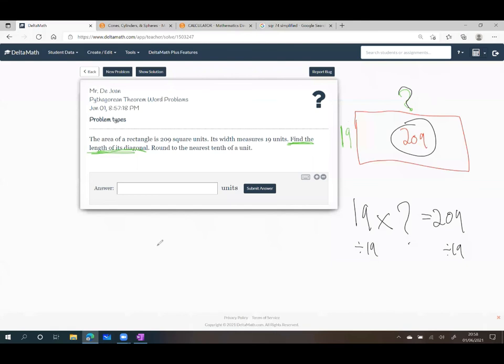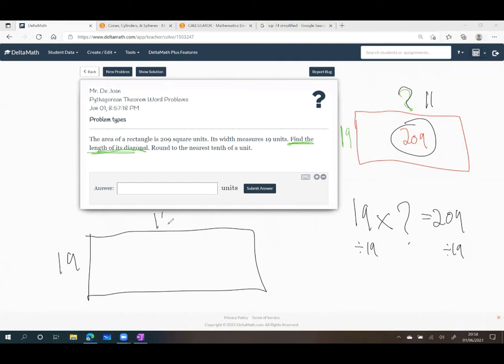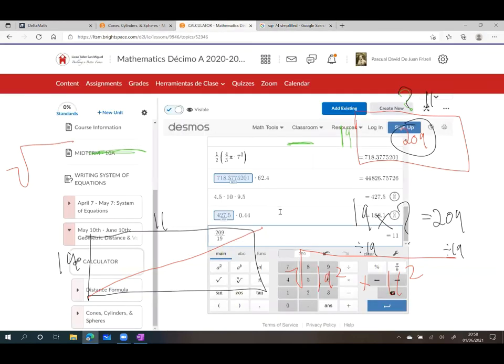Now that we have that, we know that the rectangle we're dealing with has a width of 19 and a length of 11. So what is it that it's asking us? How to find the diagonal. Use the Pythagorean formula, 19 squared plus 11 squared. So let's look at that in the calculator.